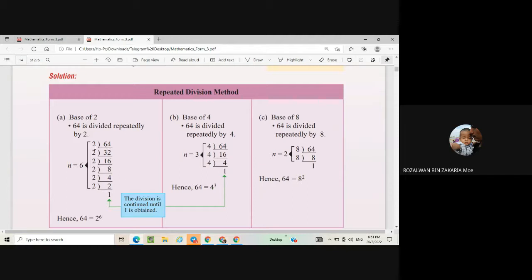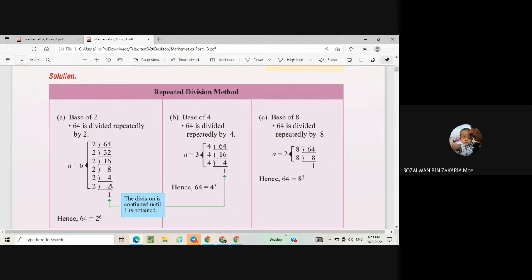So you have to use the repeated division method. 64 you divide by 2, you will get 32. Then 32 you divide by 2, you will get 16. 16 you divide by 2, you will get 8. Then 8 you divide by 2, you will get 4. Then 4 you divide by 2, you will get 2.